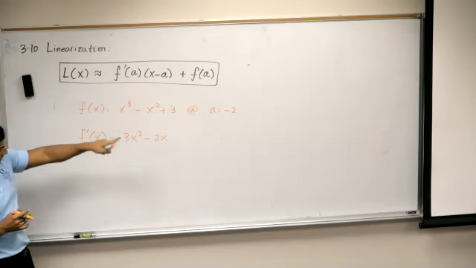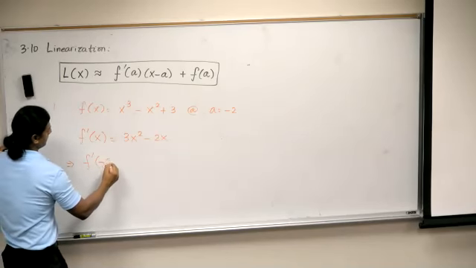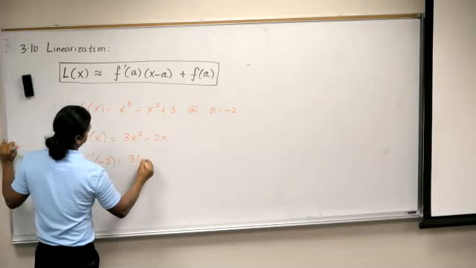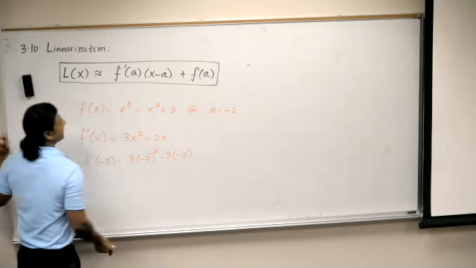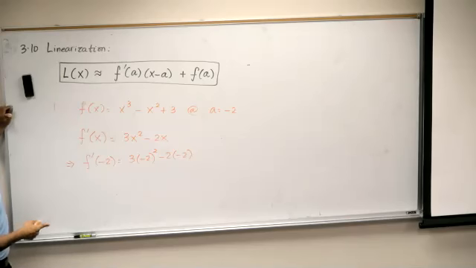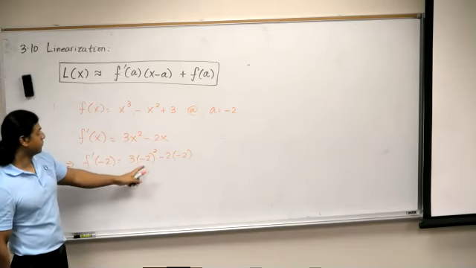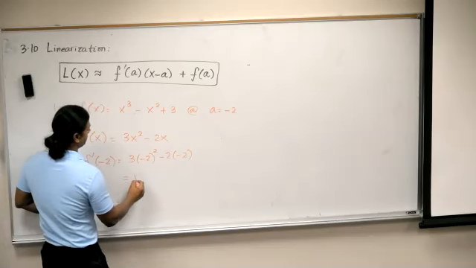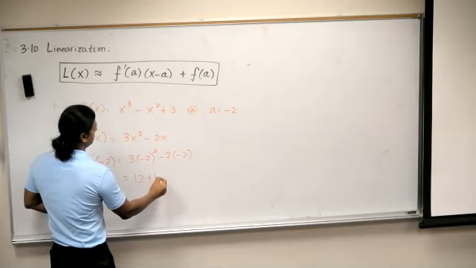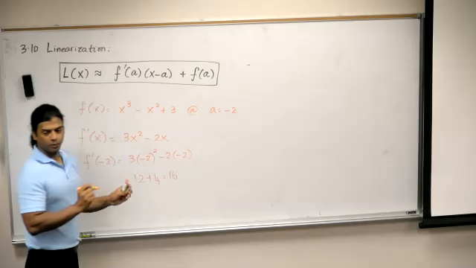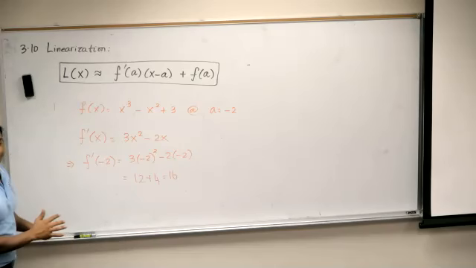The next step is we want to find f prime of a, so I'm going to plug in -2. Three times -2 squared: -2 times -2 is 4, 4 times 3 is 12. And -2 times -2 is +4, so we'll have 16.